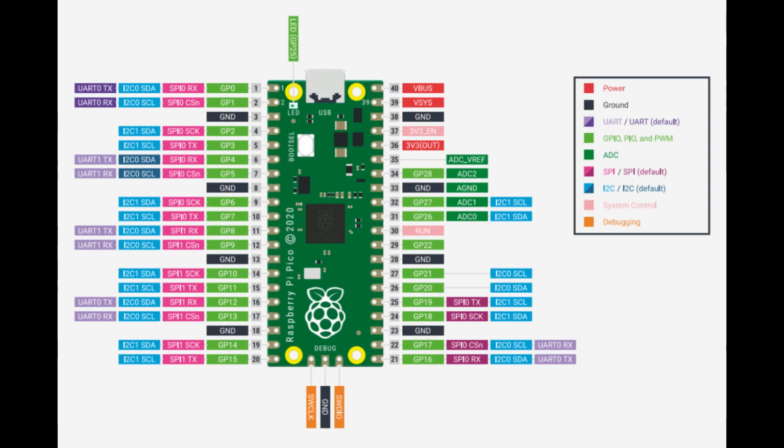The RP2040 has two dedicated UARTs named, you guessed it, UART 0 and UART 1. UART 0 can use GPIO pads 0 and 1, or 12 and 13, or 16 and 17. UART 1 can use GPIO pads 4 and 5, or 8 and 9. Today we're going to be using UART 0 on GPIO pads 0 and 1.